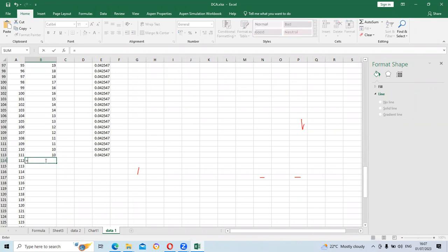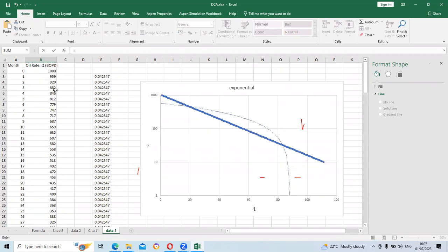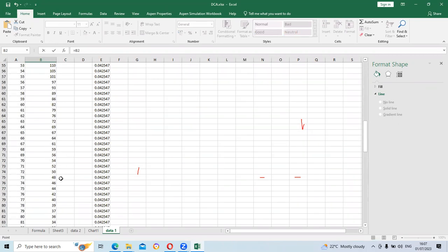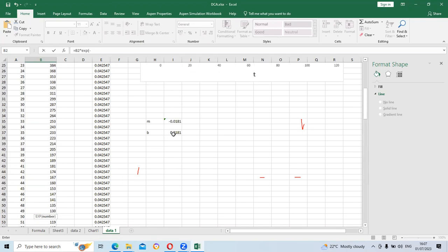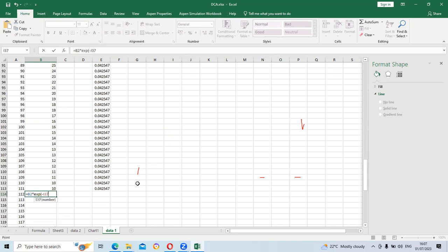Oh, I didn't put equal to initial flow rate. Initial flow rate times, we could just put times, which is star, EXP into our negative B. What's the value of B? Negative B, we'll just click there like that, and the cell will enter there, times our time. That's our time there. Let me close it.